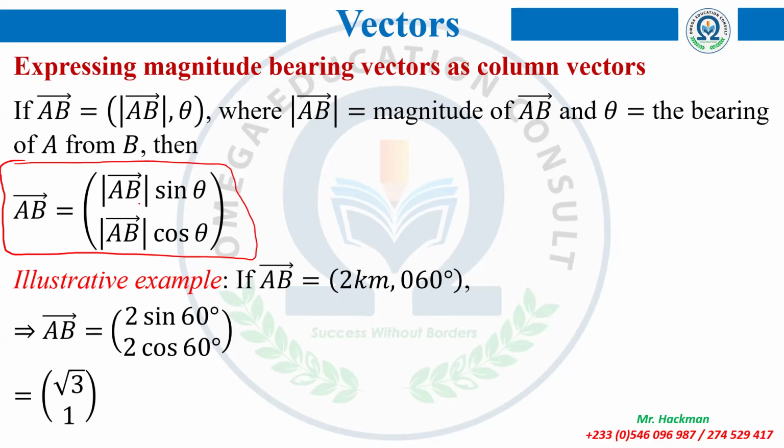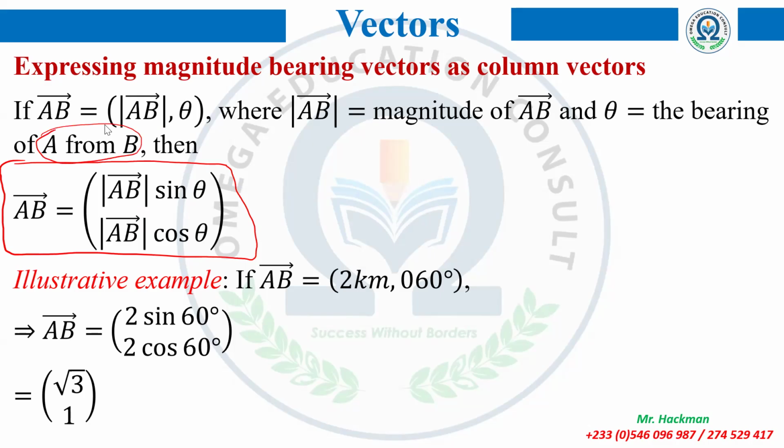So this is representing the magnitude of the vector, sine theta, where theta is your bearing. Remember, we said theta is the bearing of what? Because we said this is the vector AB, so it will be the bearing of what? Of A from B. This is wrong. Do you agree with me that this is wrong?